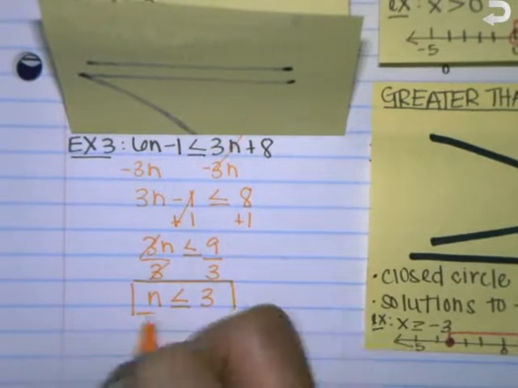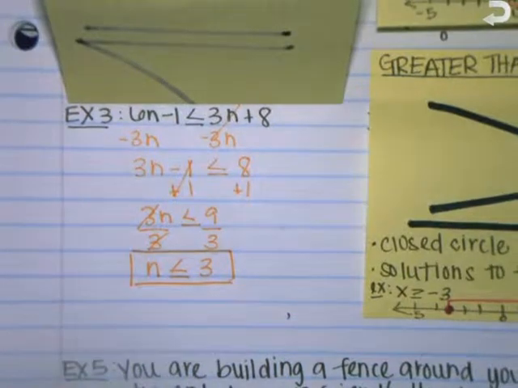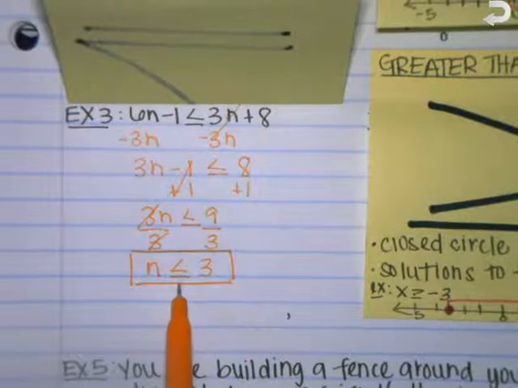That means any n that is less than or equal to 3 is a solution. So, is 2 a solution? Is negative 12 a solution? Yeah. Is 3 a solution? Yes, because it can be equal to, right?